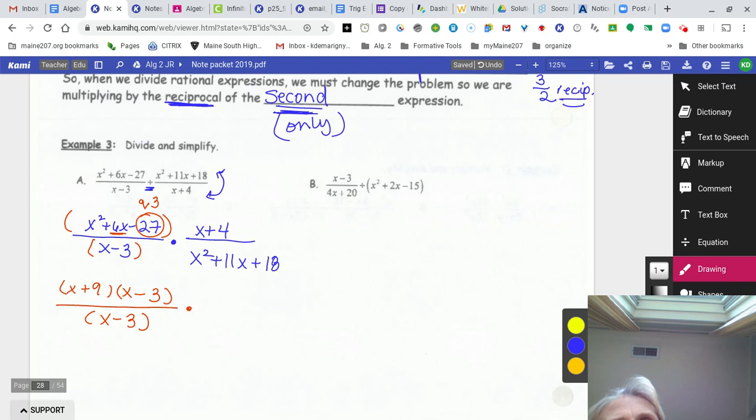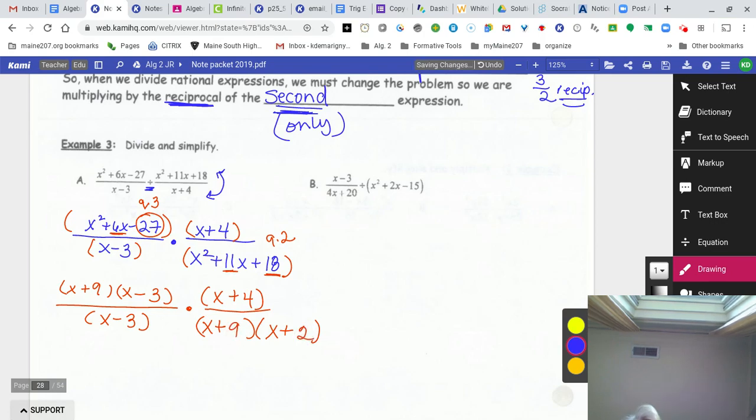Then we have a times. My numerator, nothing will factor, so I'm going to put the parentheses on it to remind me to keep it together. And then I'm going to put parentheses around the denominator, and I'm going to factor it. X and x, plus and plus will give me two factor signs of plus and plus. And I need a product of 18 that adds up to be 11. So 9 times 2 is 18, and 9 plus 2 is 11.